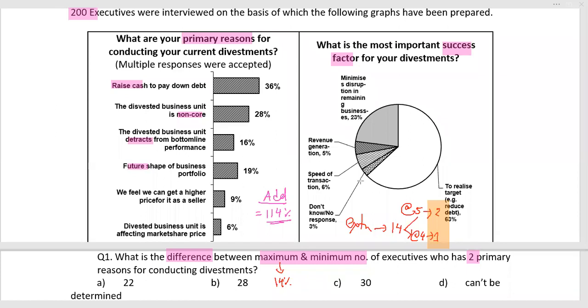These sets of people are the minimum percentage of executives who have two primary reasons for conducting divestment. Here I can see that the minimum would be 2 plus 1, that is 3 percent. So considering that, the difference is 11%. And 11% of 200 means the answer would be 22. So option A would be the answer. Understanding with the concept of chocolate, it is possible to solve this problem.